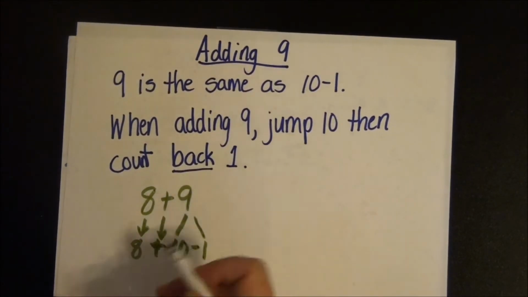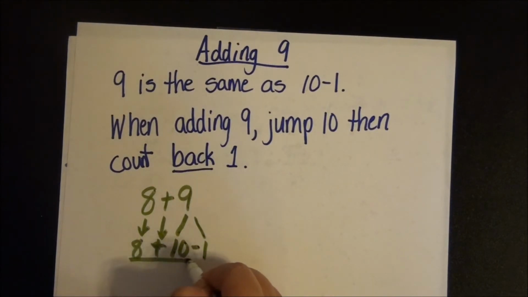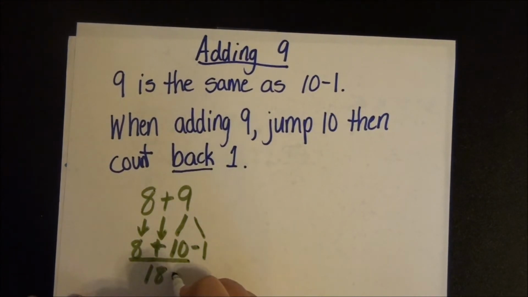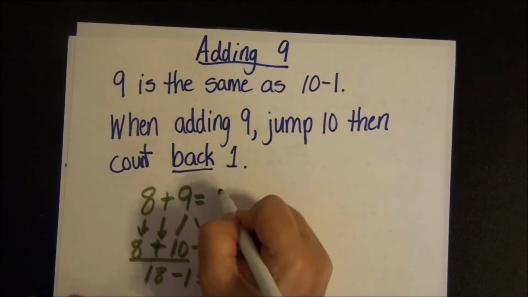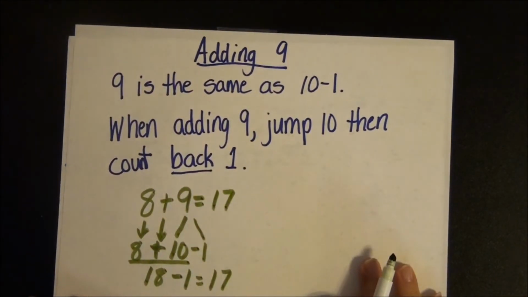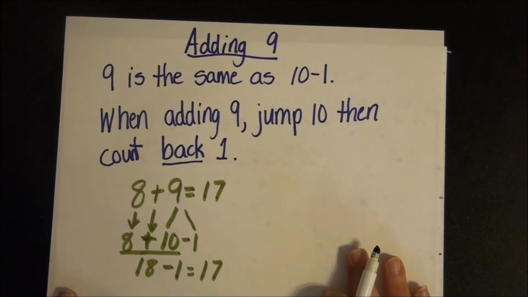Okay? Now I'm going to add my two numbers that I add, because you always add before you subtract. So 8 plus 10 is 18, minus 1 is 17. So 8 plus 9 is 17. Let's try it with a bigger number.